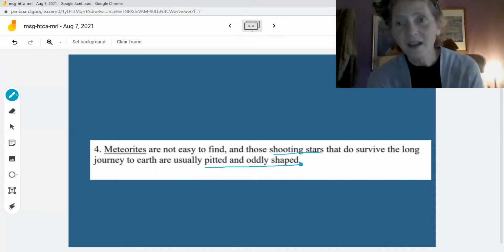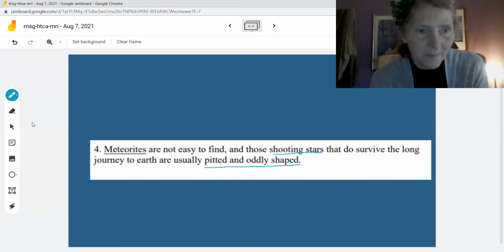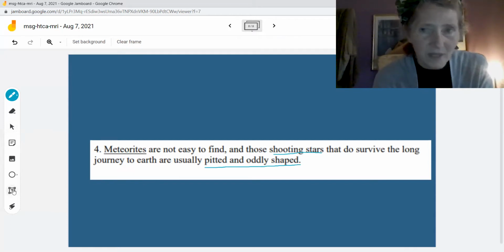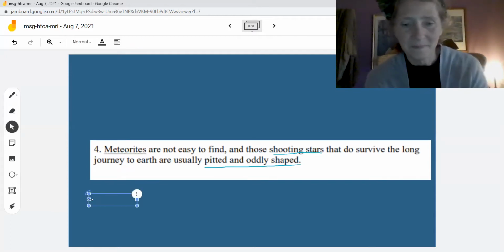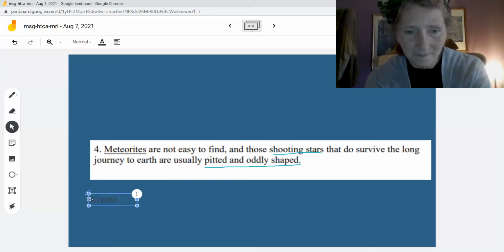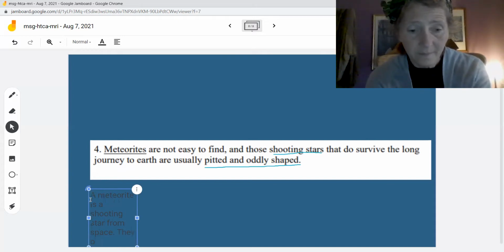Okay, so if we had to define meteorite, we could say a meteorite is a shooting star. You know, it comes from space. They are often pitted and oddly shaped.